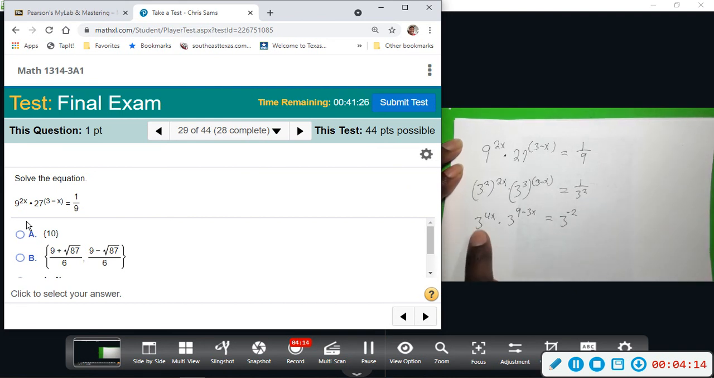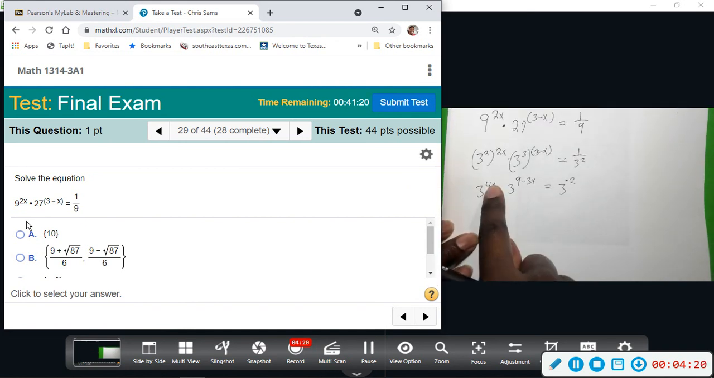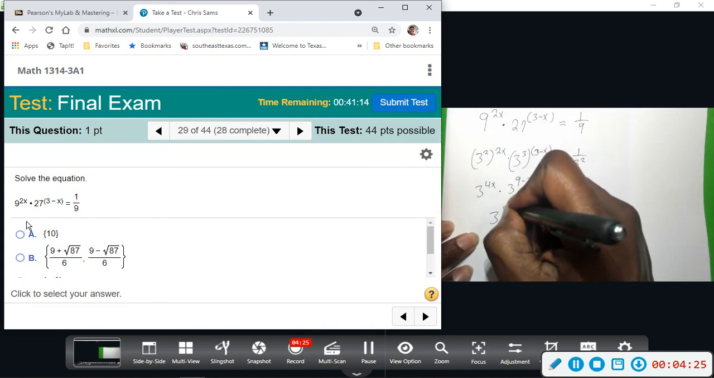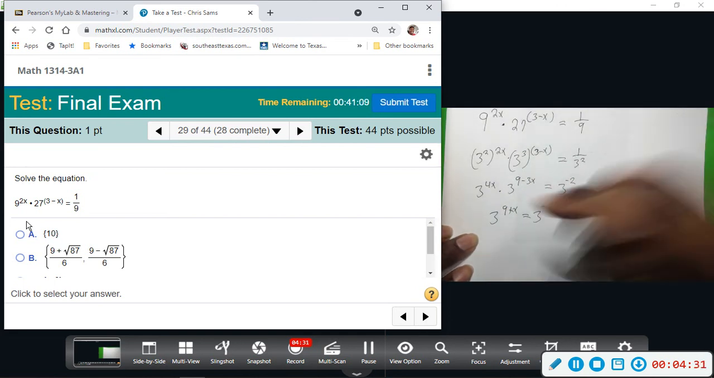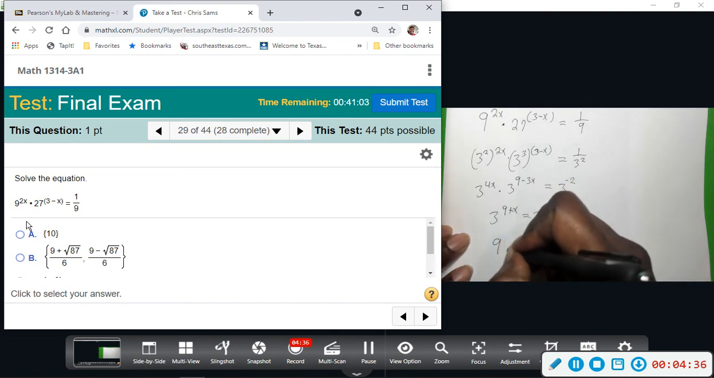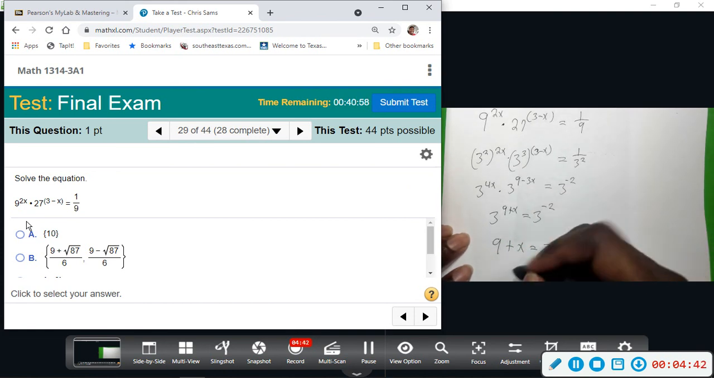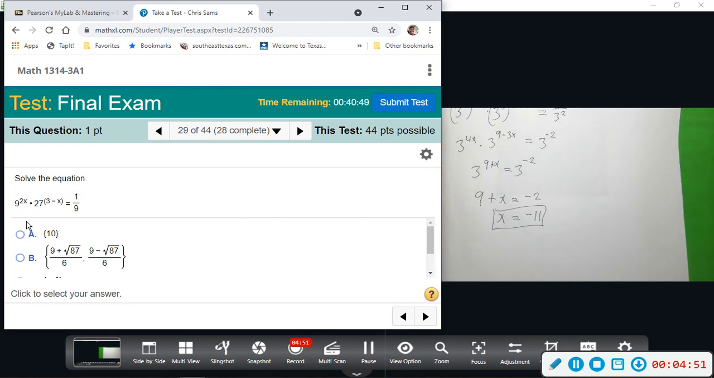Now, property of the exponent says when you multiply with the same base, you add the exponent. So I would add the 4x to the negative 3x, and this will give me 3 to the 9 plus x, and that equals 3 to the negative second. Same base, one on each side. We can just focus on the 9 plus x equals negative 2. You subtract 9, you get x equals negative 11. That's all we can do with that one. So answer choice D.